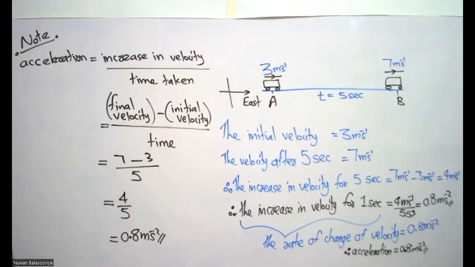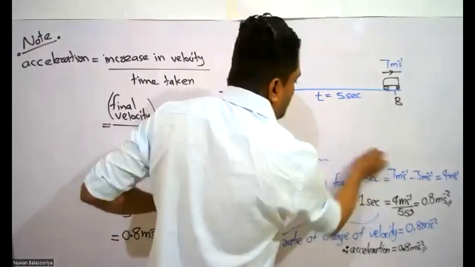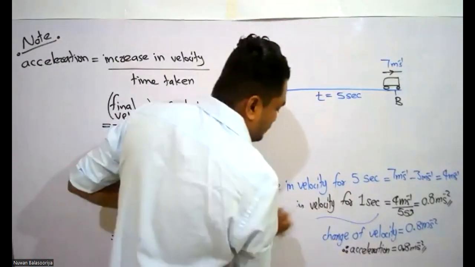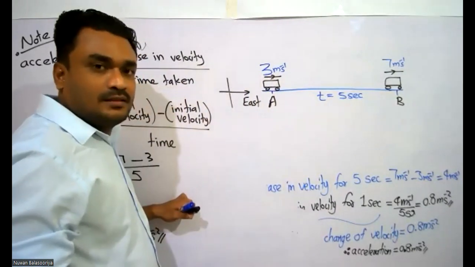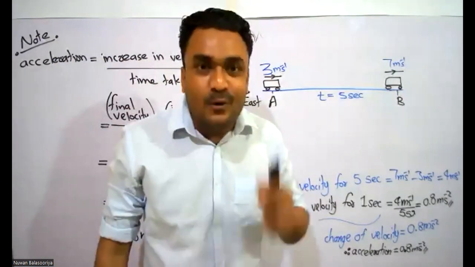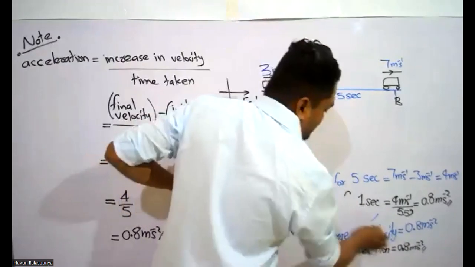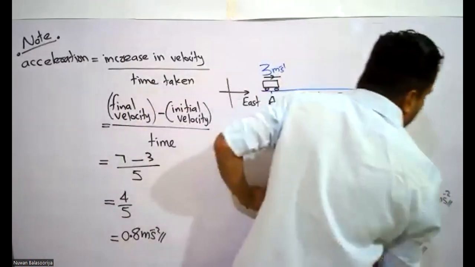Right. So what is the meaning of acceleration is 0.8 here? What does it mean? Do you know the practical meaning of that statement here? The velocity increases by 0.8 for each and every second. Yes, very good. Excellent.